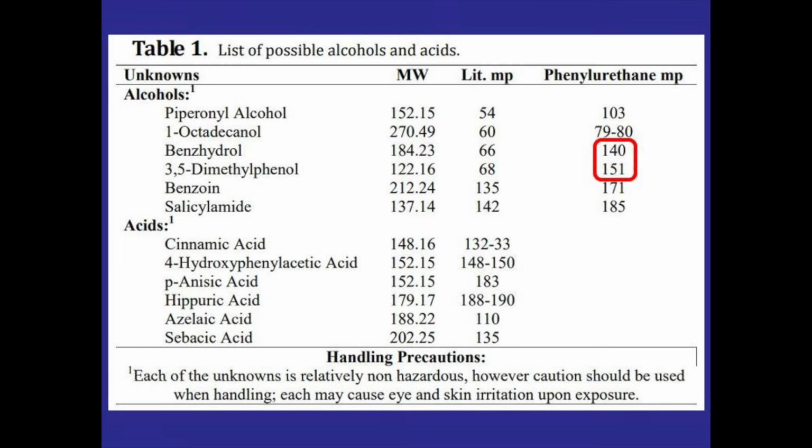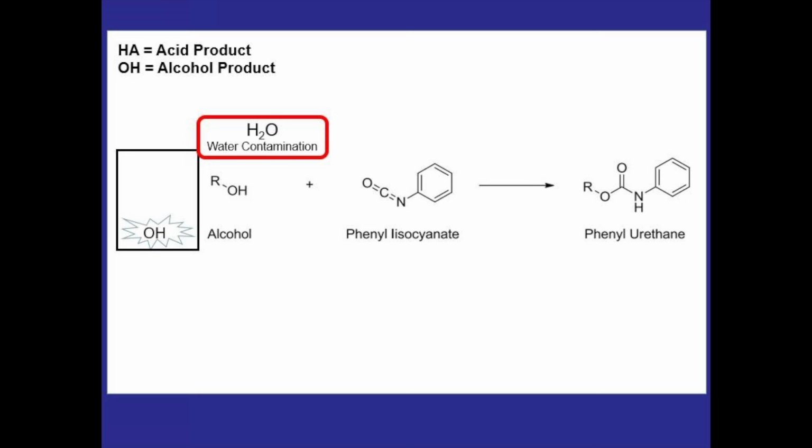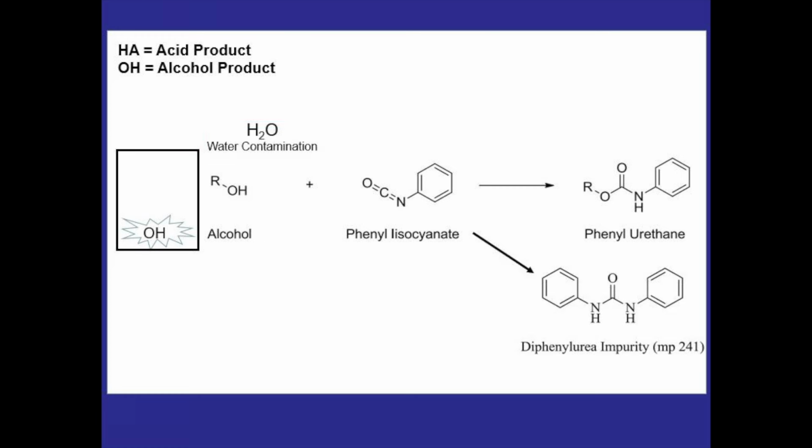We have to be careful of having water contamination here though, because obviously water has OH groups as well and can react with the phenyl isocyanate to form this diphenylurea impurity, which has a melting point of 241 degrees and can definitely contaminate the urethane derivative that we would want. So before doing this reaction, we'll dry the crystals really well to make sure that there's no water contamination. To help get rid of water, we'll also be placing the conical vial and the spin vane that we'll be using in an oven for about 15 minutes just to make sure that everything is nice and dry.